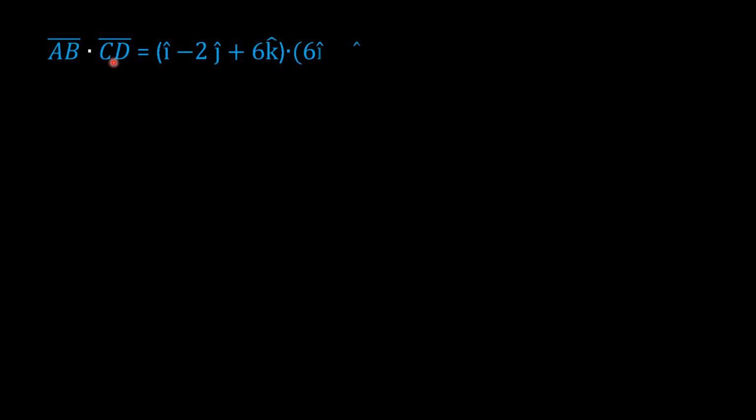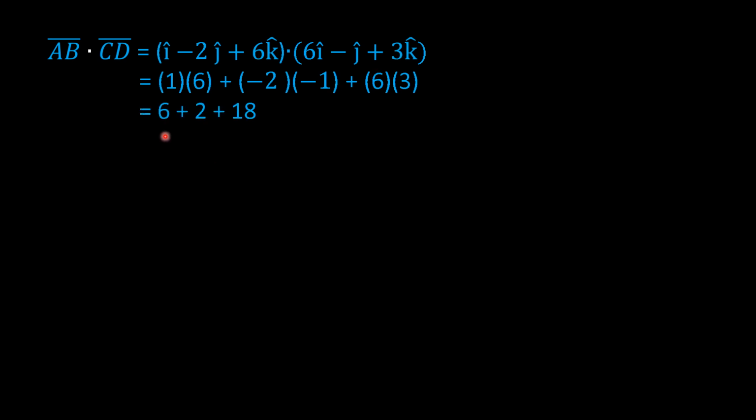AB bar dot CD bar will be (I minus 2J plus 6K) dot (6I minus J plus 3K). It will be 1 multiplied by 6 plus minus 2 multiplied by minus 1 plus 6 multiplied by 3. It will be 6 plus 2 plus 18. So AB bar dot CD bar will be 26.